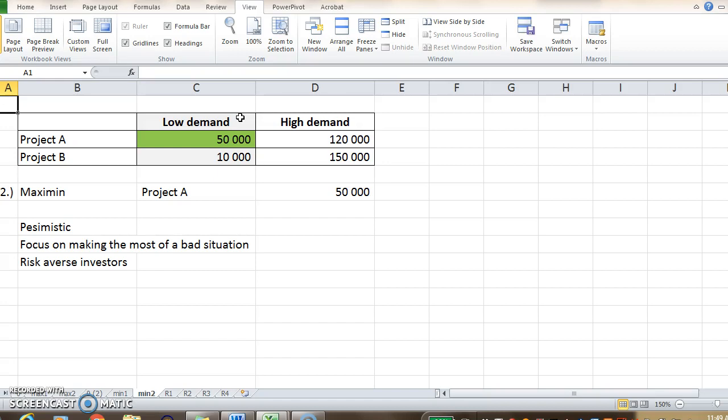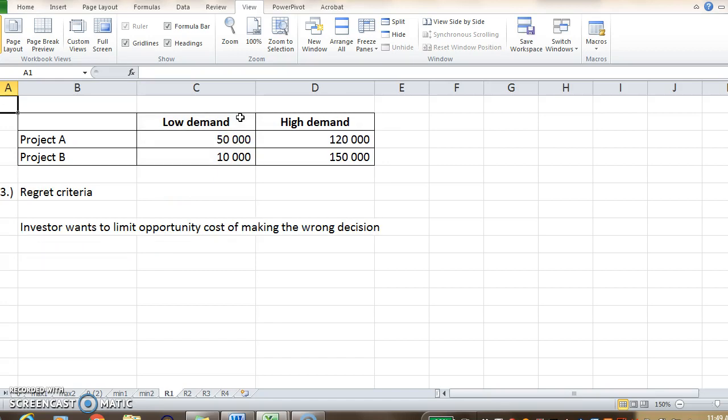So those two are fairly straightforward. Maximax focuses on the best possible outcome under the best case scenario. Maximin wants to maximize the return under the worst case scenario. So let's look at the regret criteria, or you can also think of this as a relevant costing principle. The investor wants to limit the opportunity cost of making the wrong decision.